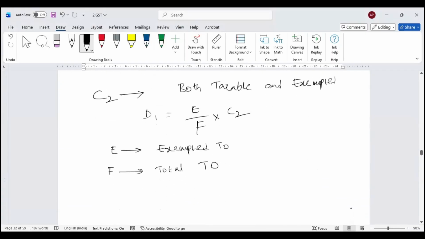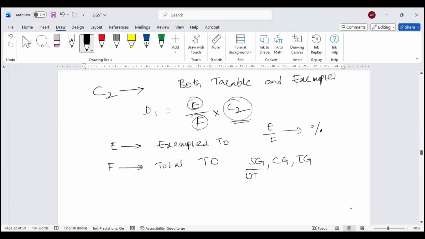Your exempted credit is your exempted turnover divided by total turnover into the common credit. So this E by F is going to give you a percentage. This percentage I'm going to apply on my common credits. Now this I have to do for SGST, CGST, IGST. This is what law is expecting. If you have union territory tax, central GST, integrated tax.